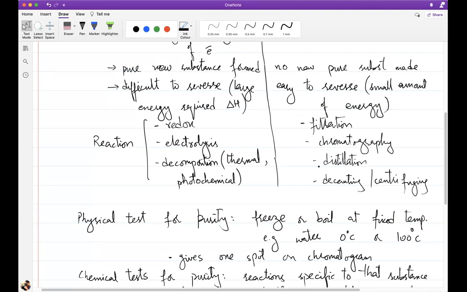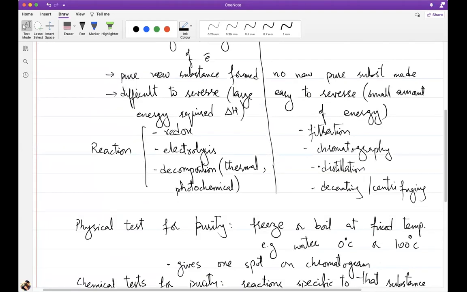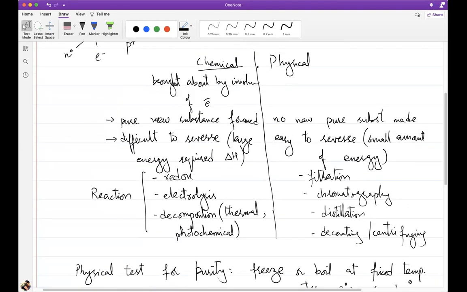Yeah, you're right. So you see that we have different kinds of substances and we need different methods to separate them. And there are two kinds of methods, chemical and physical. Chemical combination can only be reversed through chemical methods, which are redox, electrolysis, decomposition, and many others. And physical combination can only be reversed through physical methods, and those are filtration, chromatography, distillation. These three are very important when it comes to the O-level syllabus, but there are others as well.